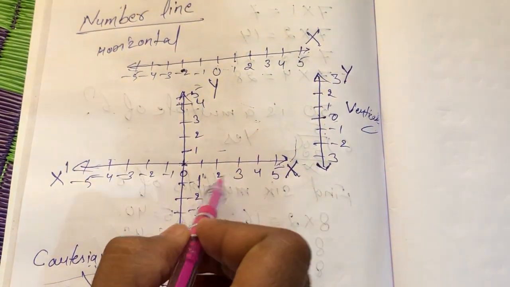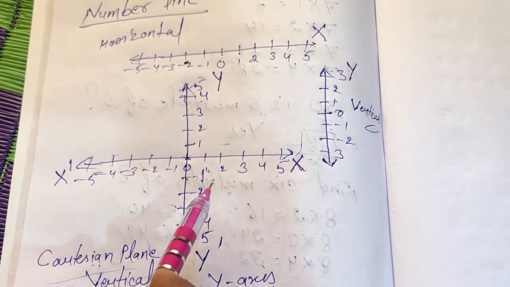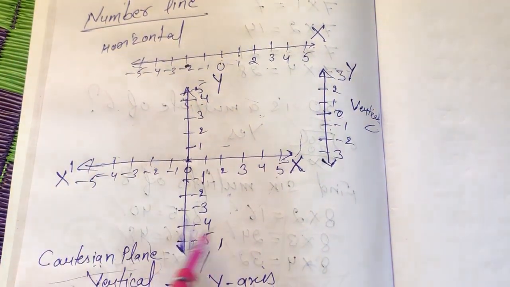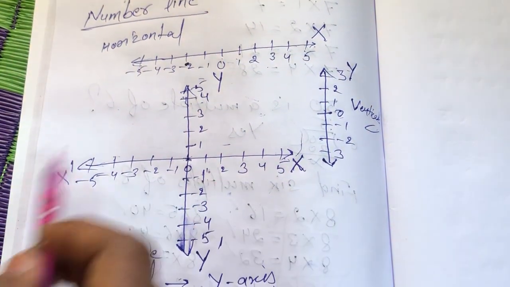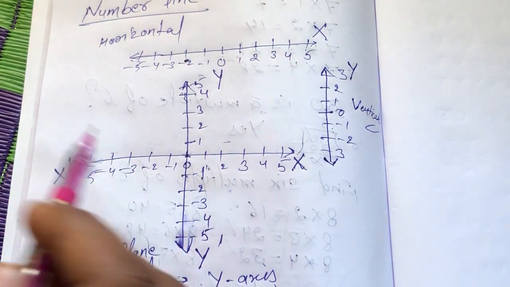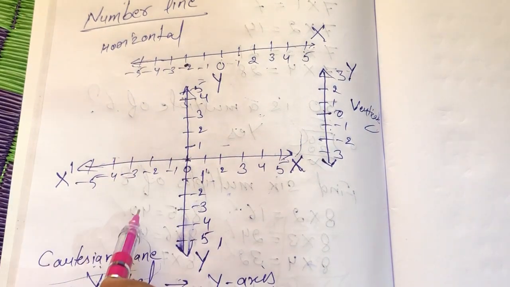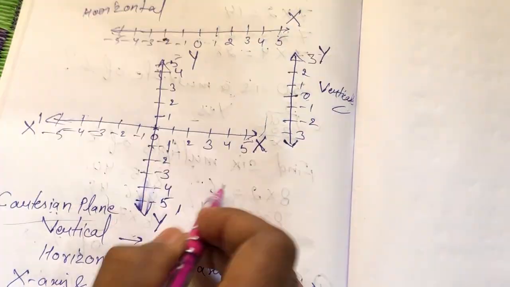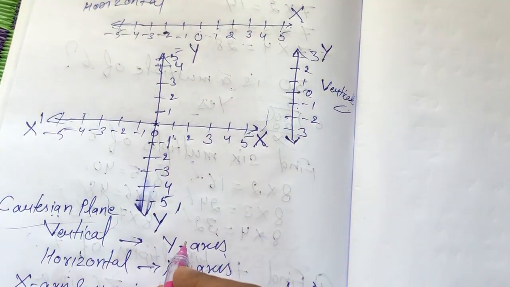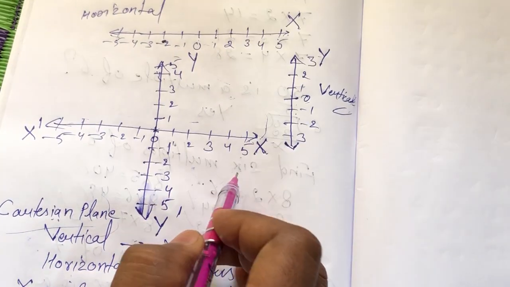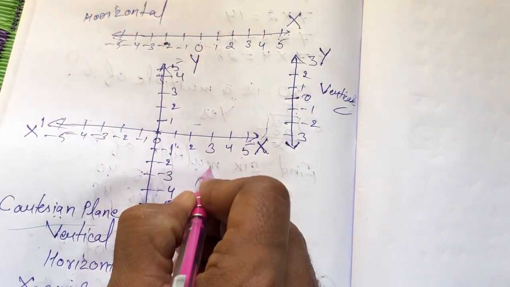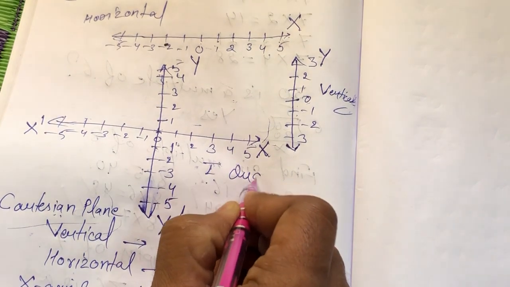Now remember, in this Cartesian plane, how many parts are you seeing? You are seeing 4 parts. First, second, third, fourth. These parts are named quadrants. What are the names? Quadrants. So it is the first quadrant.